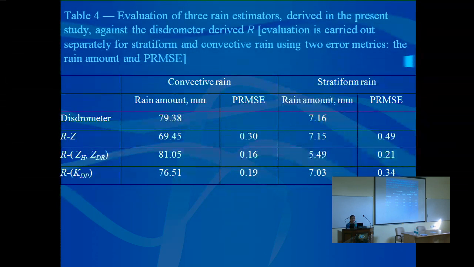So I think this tells why I have derived seasonal coefficients, and also for convective and stratiform, in order to get accurate rain rate estimation. That is how I started my presentation, that quantification of accurate rain rate estimation is important.